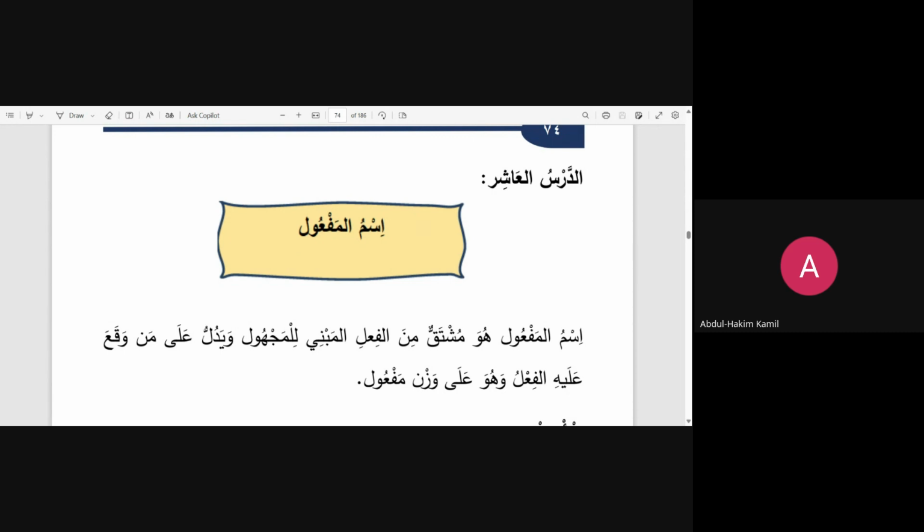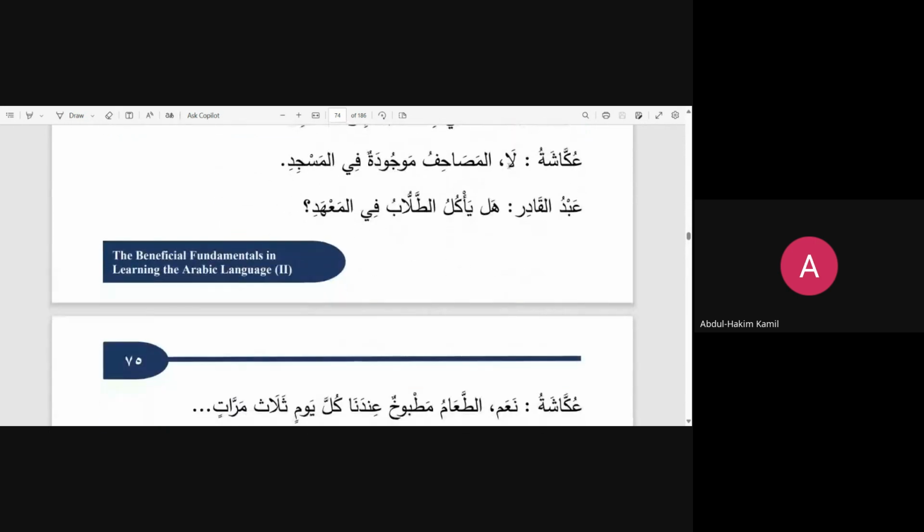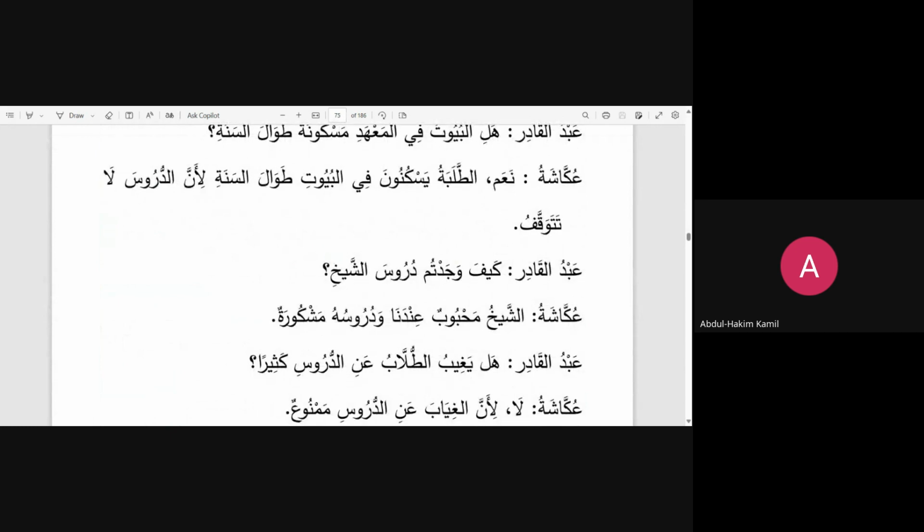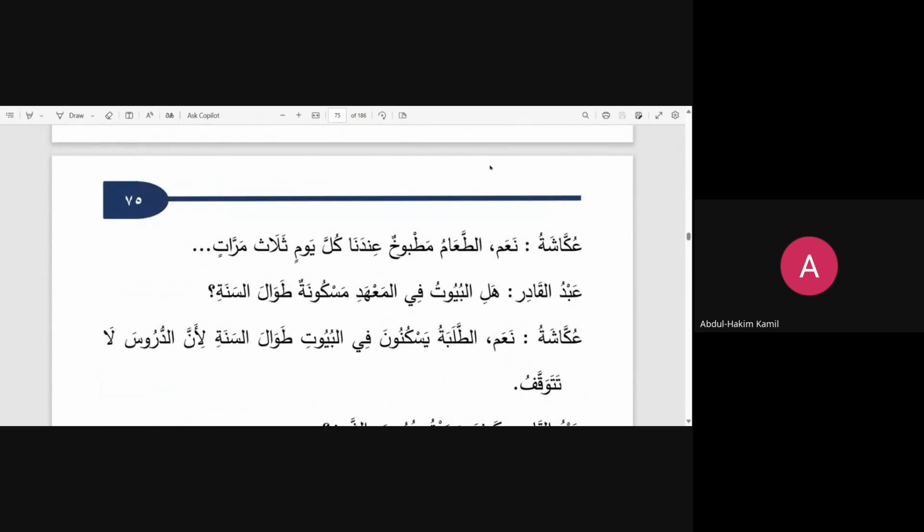It says يدل على من وقع عليه الفعل. It indicates the one that the fi'l came upon. You all are with me. You all understand well. The one that the fi'l fell upon, him or it. The thing that the fi'l fell upon. Okay. If we understand that, we're going to move on.